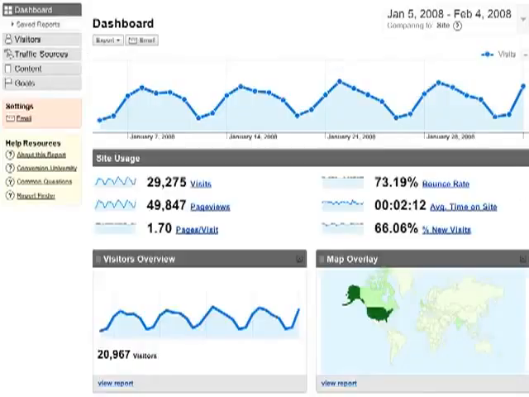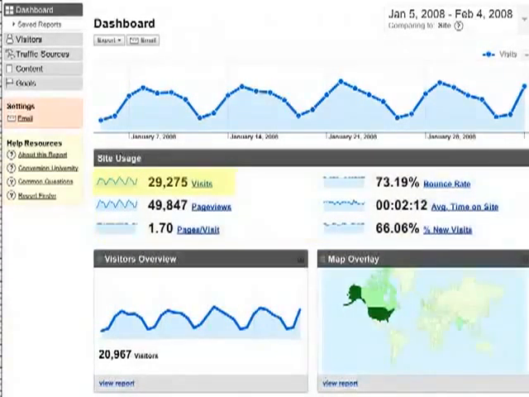When you click into your reports, you'll see your overall site usage numbers. Here's what they mean. Visits is the number of times someone interacted with your website. Bounce rate is the percentage of those visits in which the person instantly left your site. Page views is how many pages were viewed during those visits. And here is the average number of pages viewed during each visit.